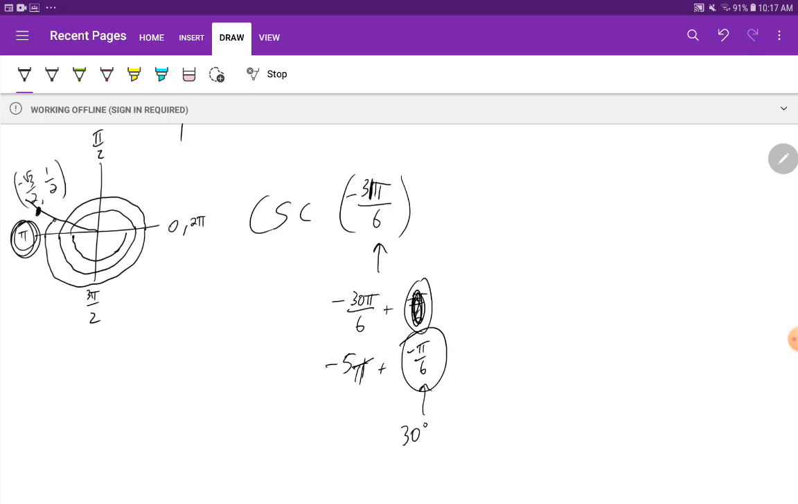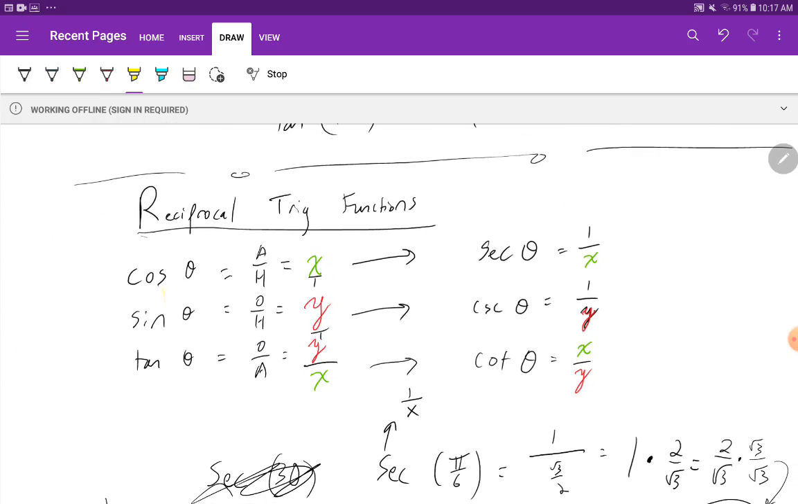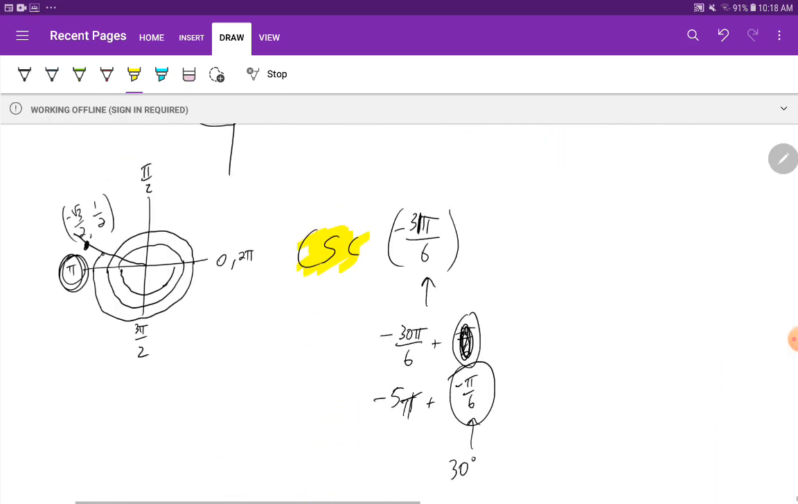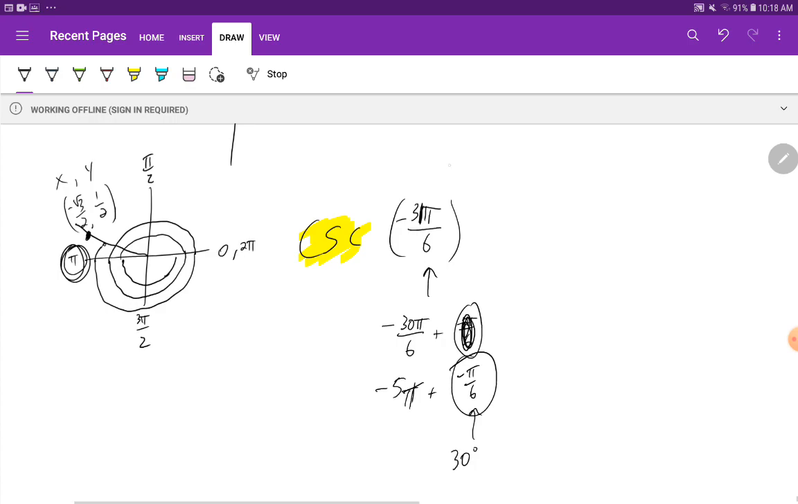Since we're talking about cosecant, we have our point. Once you find the point, the rest of it should be pretty easy. You just have to remember what the trig values mean. Cosecant, if you don't remember, is the one that's related to sine. Sine relates to cosecant, and sine was y. So cosecant is 1 over y. This means take your y value, which is 1/2, and just flip it. So this becomes 2. That's it.